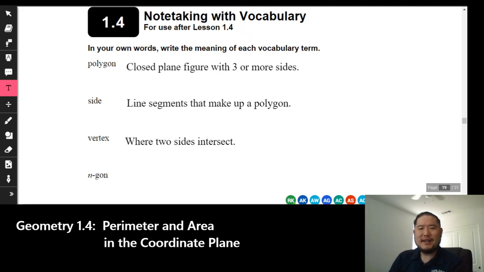All right, we're going to take a look at section 1.4 in your geometry. This one is specifically perimeter and area in a coordinate plane. Let's get started right here.